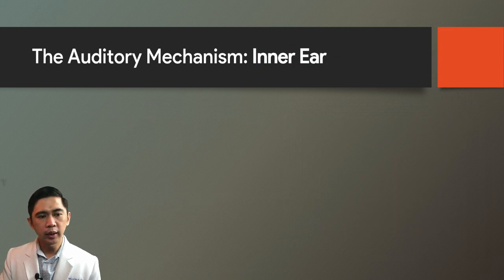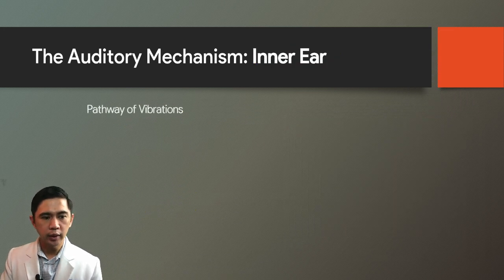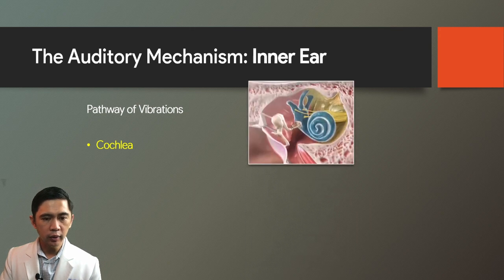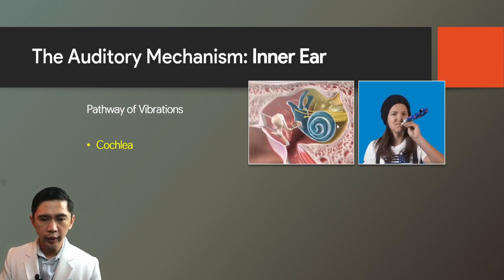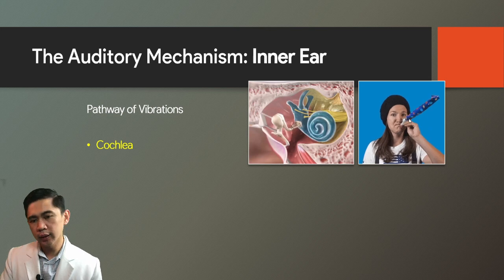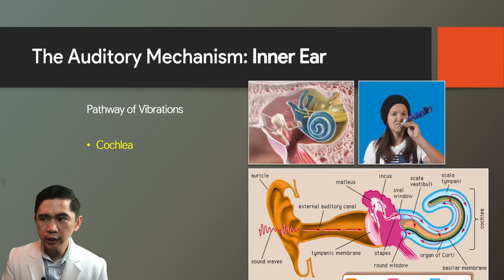Now let's talk about the auditory mechanism in the inner ear. Let's talk about the pathway of vibrations. So the cochlea is responsible to receive all vibrations from the outer and middle ear. So let's take a look at the cochlea. The cochlea is the coiled organ over here. It's like a snail. But when you uncoil the cochlea, it looks like as if you're blowing through a party whistle. This is an unfolded cochlea.